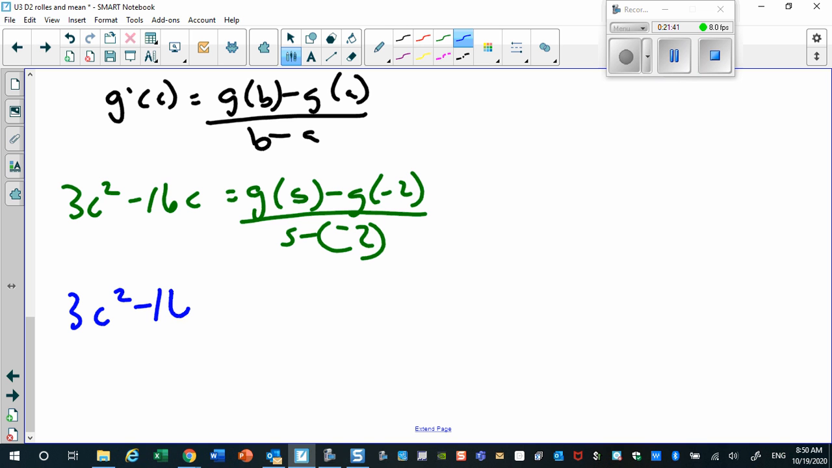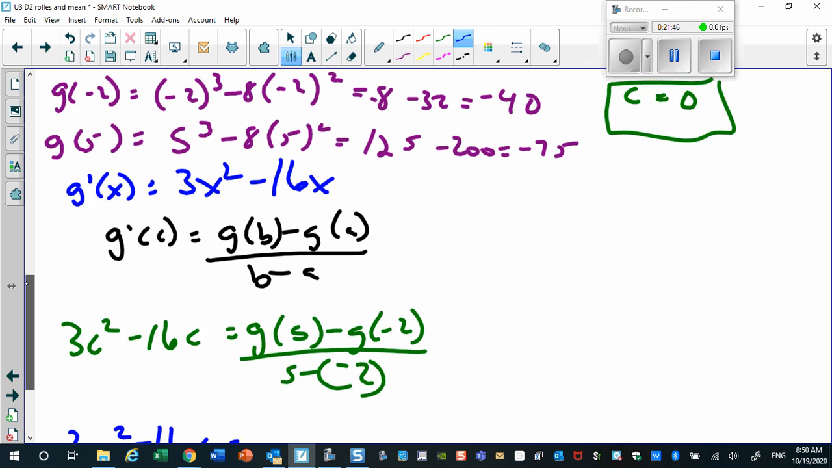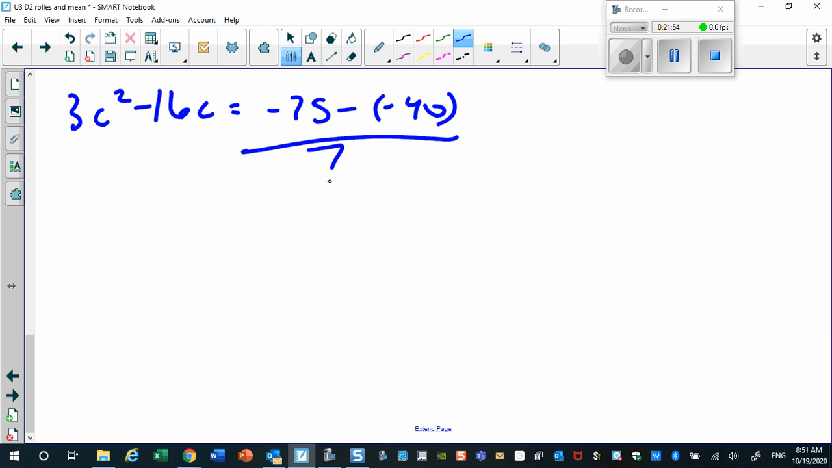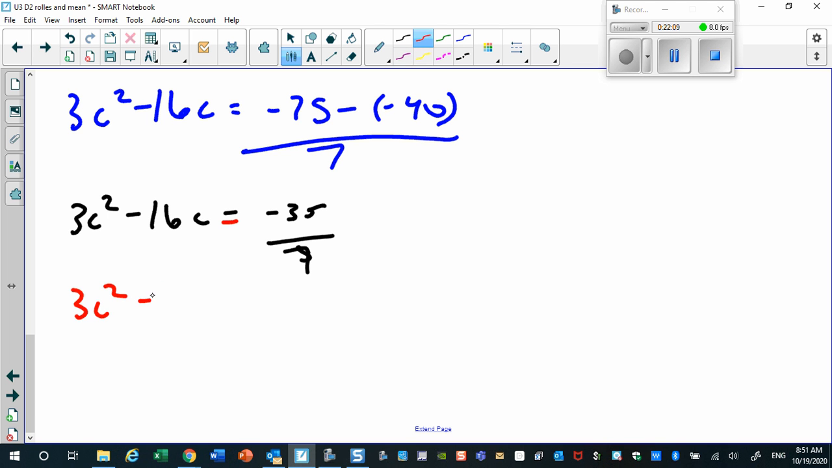3c squared minus 16c equals, g of 5, what did we just say it was? G of 5 was negative 75. Negative 75 minus negative 40 over 7. That is negative 35 over 7, which makes this 3c squared minus 16c equals negative 5, or 3c squared minus 16c plus 5 equals 0.